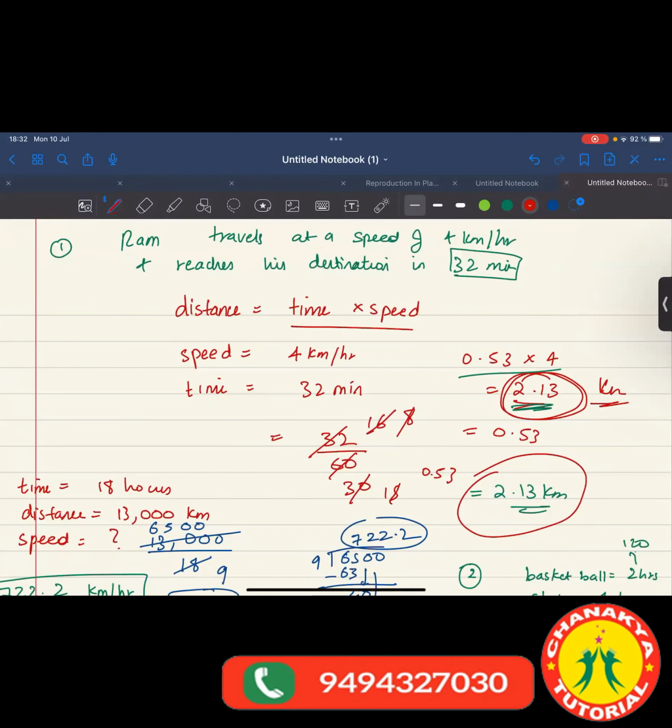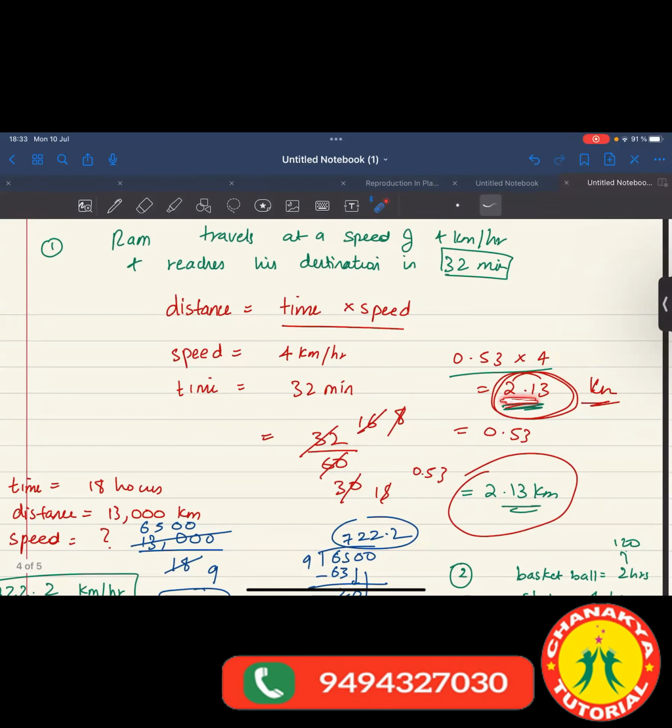Here the question is, Ram travels at a speed of 4 km per hour and reaches the destination in 32 minutes. So many of you all just multiplied 4 into 32, but you have to convert 32 into hours. So 32 minutes into hours, if you convert, you will get 0.53. 0.53 into 4, because distance is equal to time into speed. 0.53 into 4 is 2.13. But I got 2.12. So I'm telling you, if 2.12, 2.13, round off. Doesn't matter. So your first two digits should be correct. That's more important.